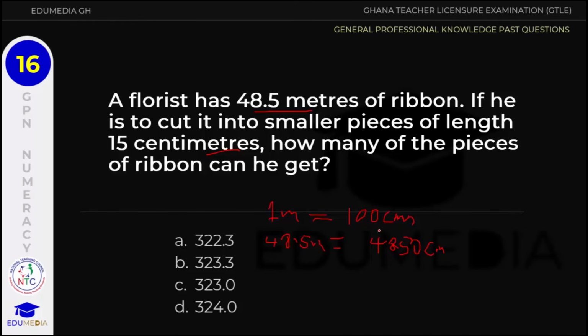So he's going to cut it into smaller pieces of length 15 centimeters. Therefore, we take 4850 centimeters, that is the total length of ribbon that he has, and divide that by 15 centimeters. And the correct answer is 323. So option C is the correct answer.